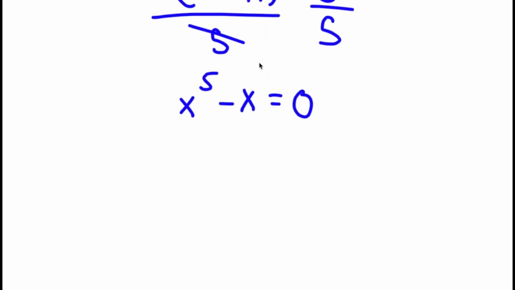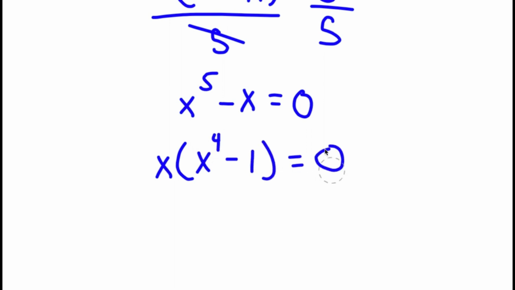Now, x to the power of 5 minus x, I can simply factor out x from here. So now if I factor out x, I get x times, x to the power of 5 divided by x is x to the power of 4. And negative x divided by x is negative 1. So this is equal to 0.